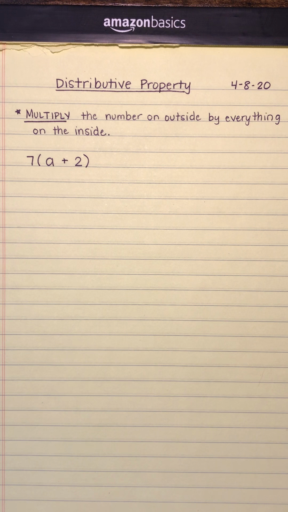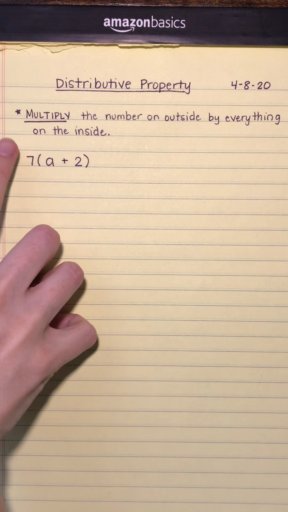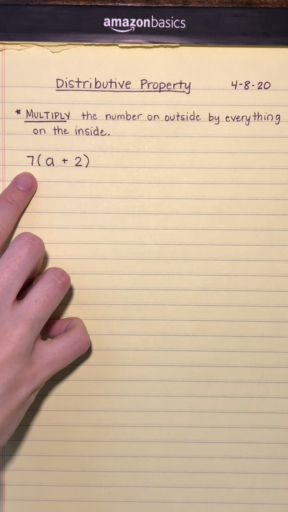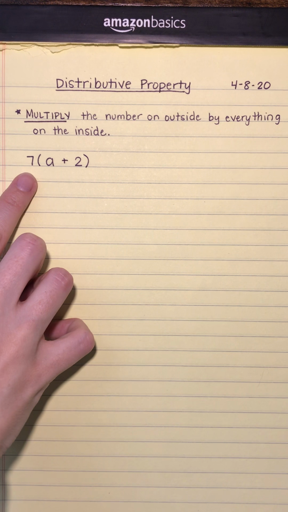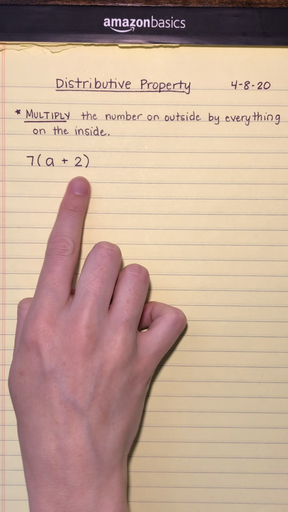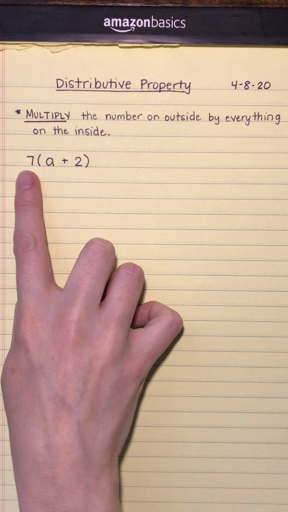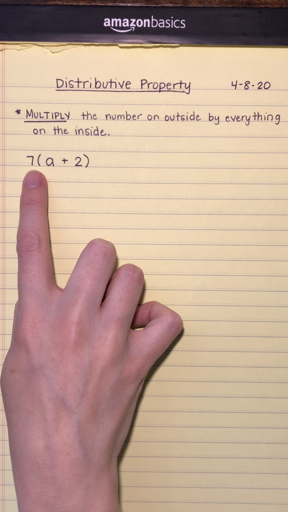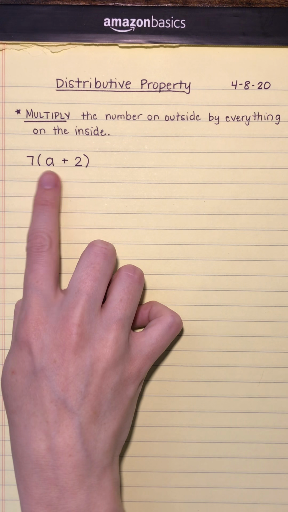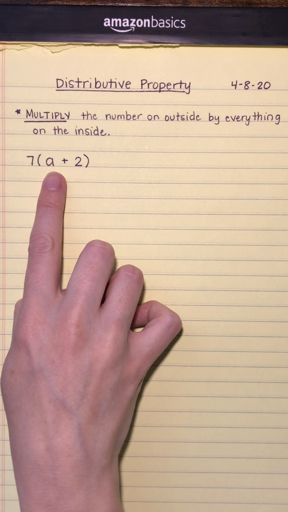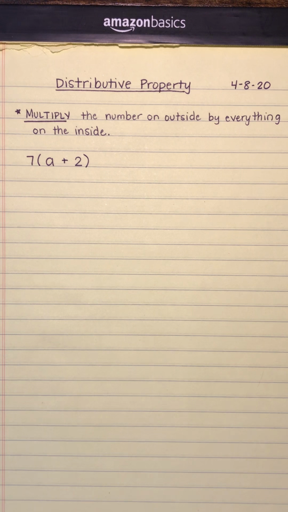If you look at the notes that I've provided so far, the main goal of the distributive property is that when you see it, you're going to multiply the number that's on the outside of the parentheses by everything that's on the inside. And this is a distributive property problem. So when you see something that looks like this, it's got a number on the outside with nothing in between, and then a set of parentheses with stuff on the inside, you're always going to use this rule.